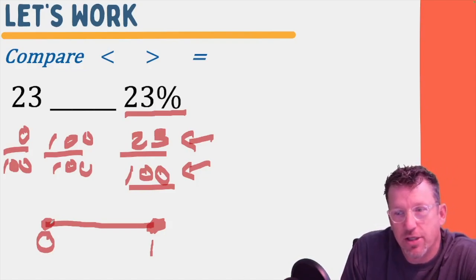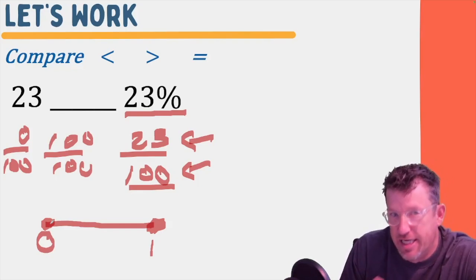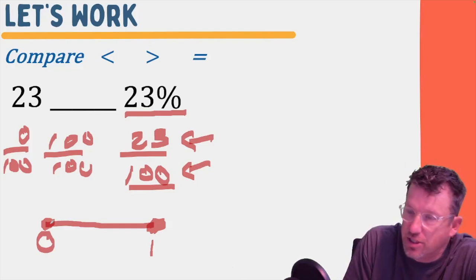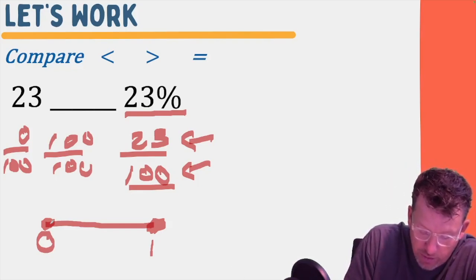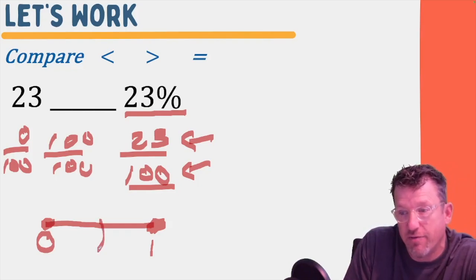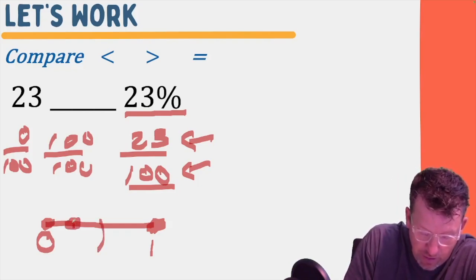Every regular fraction goes somewhere between 0 and 1. When you get improper fractions and mixed numbers, it's a different ballgame. But a regular fraction is going to be somewhere in between 0 and 1. And since it's 23 out of 100, this would be 50 out of 100. So 23 out of 100 is going to be somewhere around here.